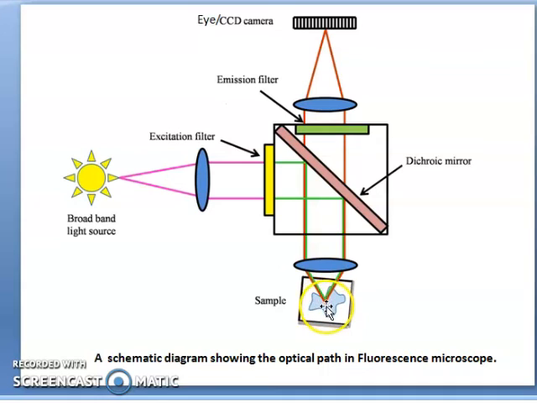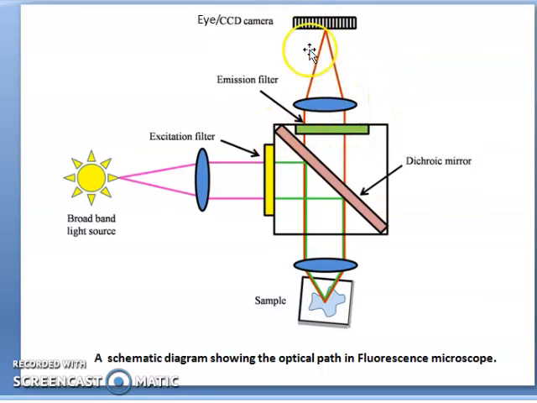In the sample, fluorescence will be produced because the electrons will be excited by absorption of energy, and then when they fall back to the original position, they will emit a certain other wavelength of light that will be collected again by the objective lens. That will be passed towards the dichroic mirror, and this dichroic mirror will reflect this emitted wavelength towards the emission filter, which will allow only the emitted wavelength of light to pass through it, and that will be further magnified by the ocular lens.